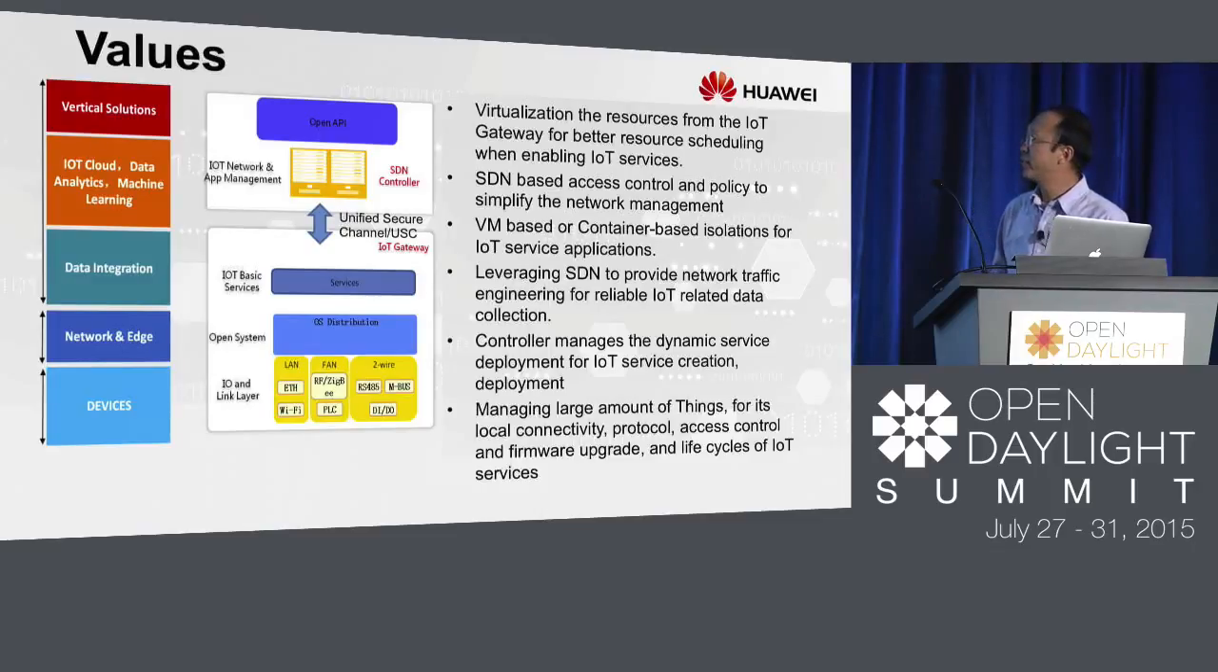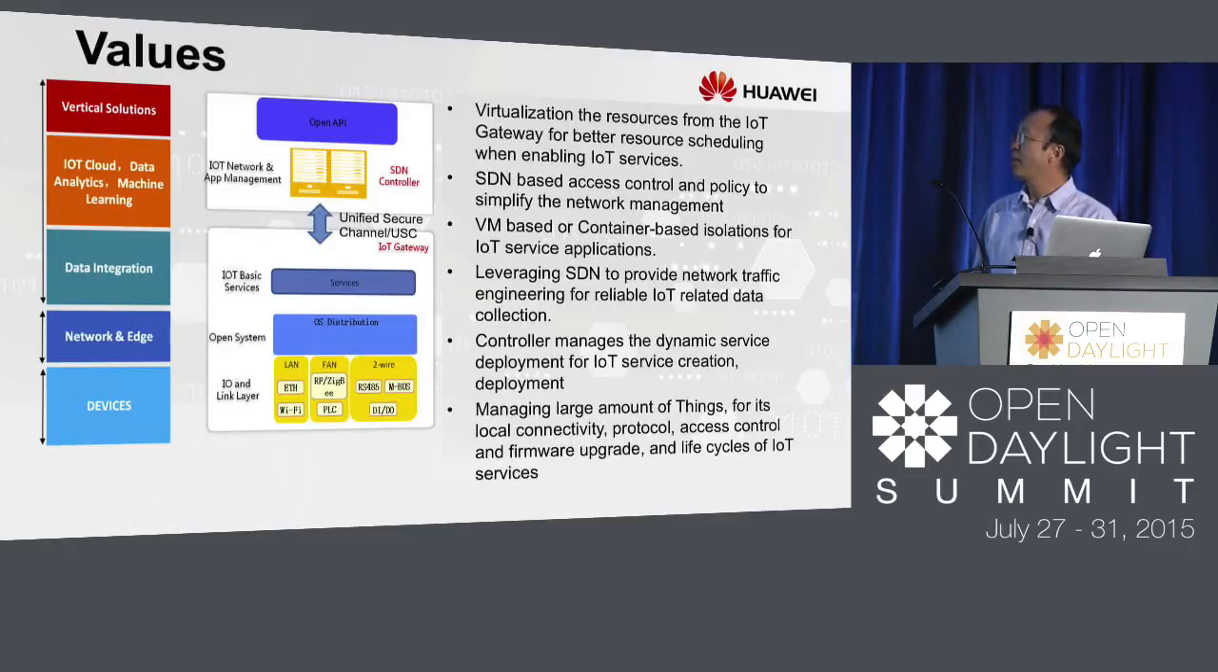By leveraging the traditional SDN network functionality, like traffic control, they also provide reliable data collection for certain IoT required data. Some IoT services require maybe 2 milliseconds latency, while some can tolerate a longer latency like 100 milliseconds. So this quite depends on the specific IoT service. But that can be managed by those SDN controllers to make sure the data is collected based on these requirements.